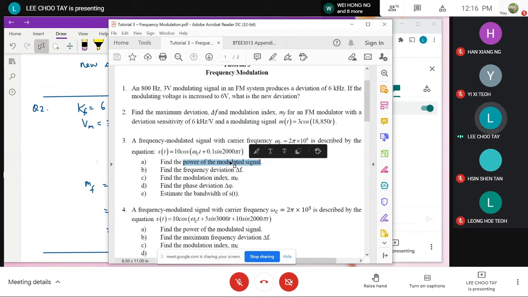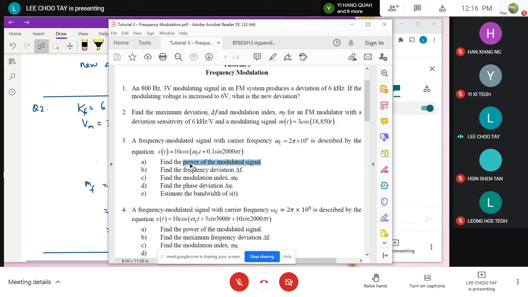If you use V square over R, that is for DC. Because this is an AC signal, the power will be equal to V RMS square over R, right? And here 10 is the peak value, not the RMS value. How do we find the RMS value from the peak value? I mentioned this in the lecture. Because it's sinusoidal, the RMS value is just the peak value divided by root 2.